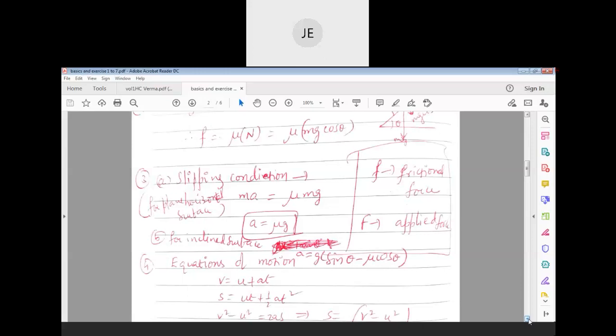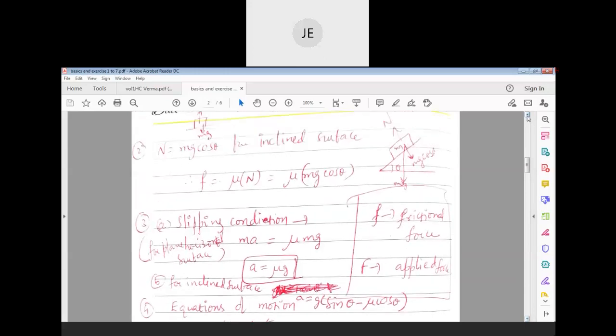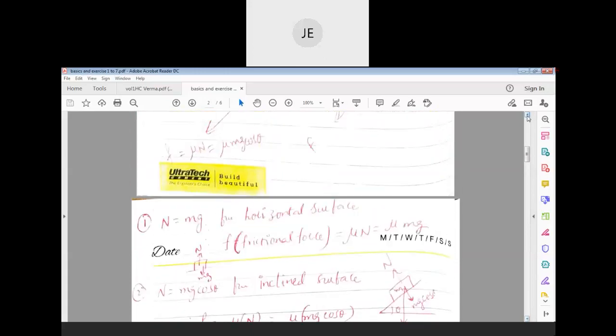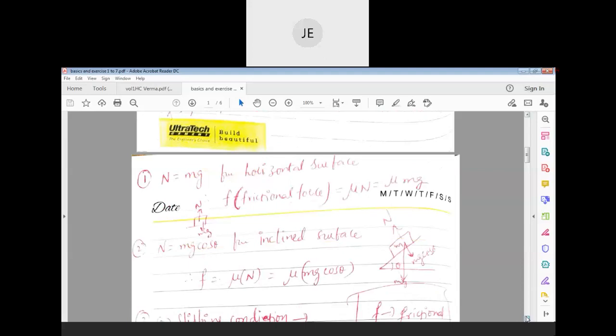And for the same slipping condition, for an inclined surface, acceleration will be g into sin theta minus mu cos theta. Why? Because you see, if the body is moving upwards, I will show you. This diagram is very appropriate.